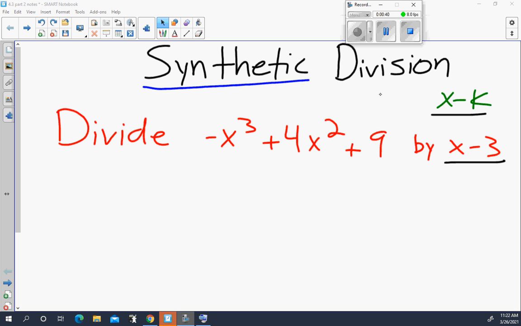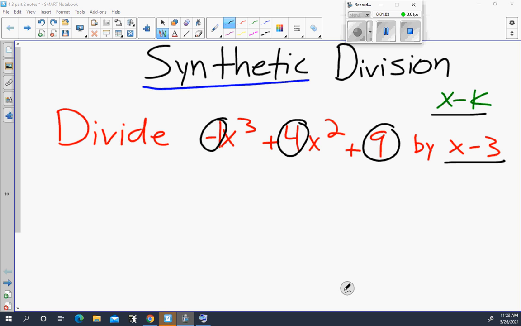In synthetic division, we only use the coefficients. We talked about coefficients in 4.1. Coefficients are just the whole numbers, the numbers in front. We could say this is a negative 1x to the third, so we care only about this negative 1. We care about only this 4, and then this 9.